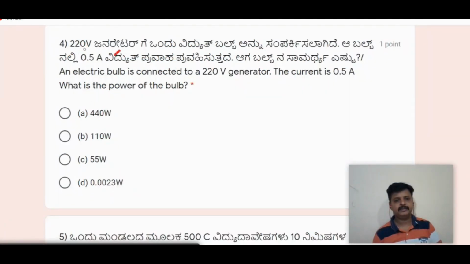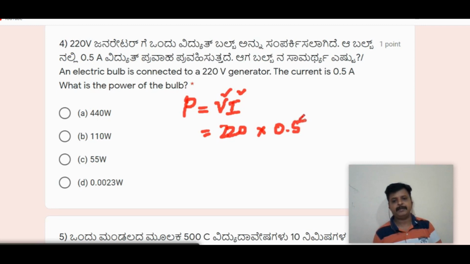Moving to the fourth question. An electric bulb is connected to a 220 volt generator. The current is 0.5 amperes. What is the power of the bulb? We know the power of the bulb is given by the formula P = V into I, where V is potential difference and I is the electric current. V is given as 220 volts and I is given as 0.5 amperes. 220 into 0.5 is 110. Power is usually measured in watts. So the correct option for this question is B, 110 watts.